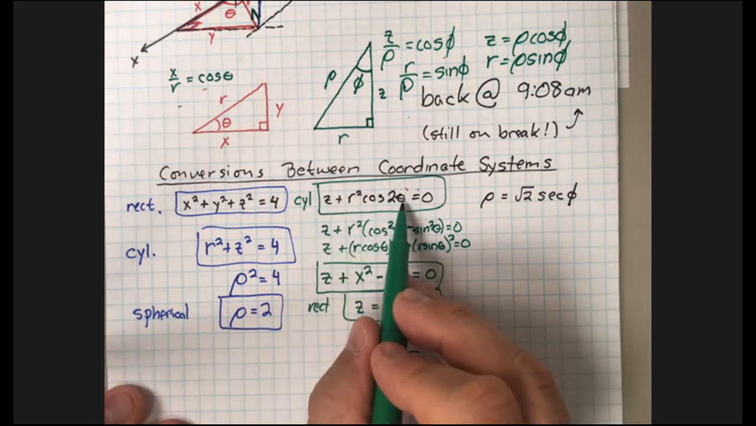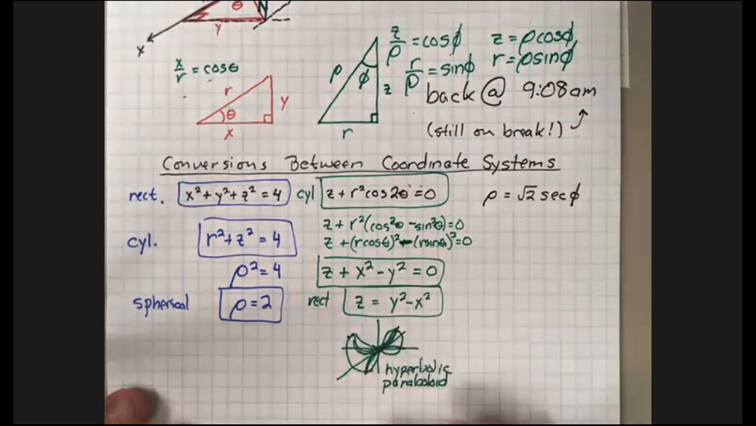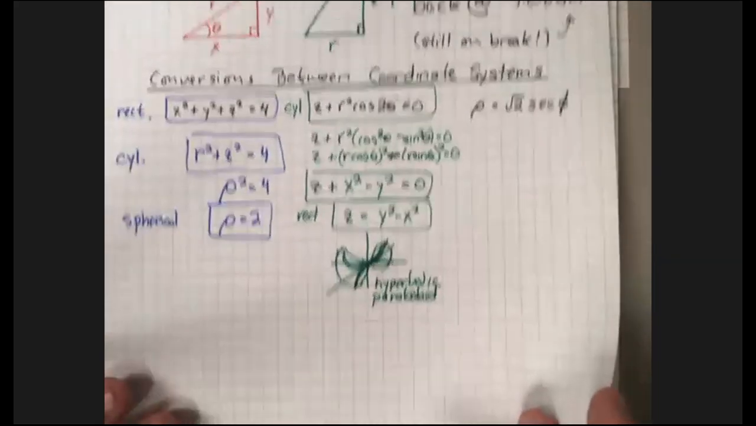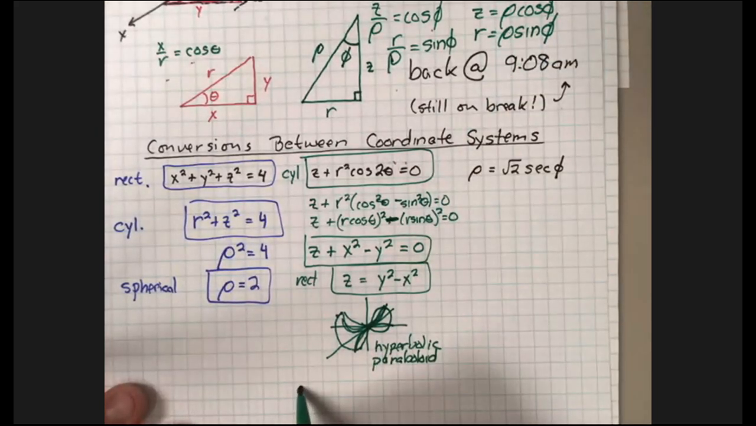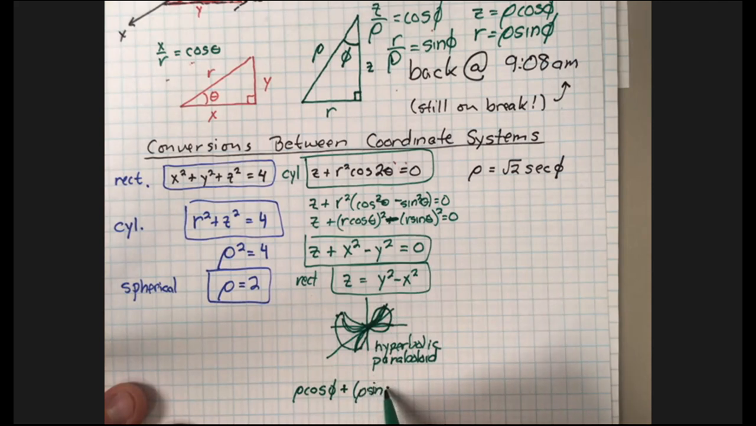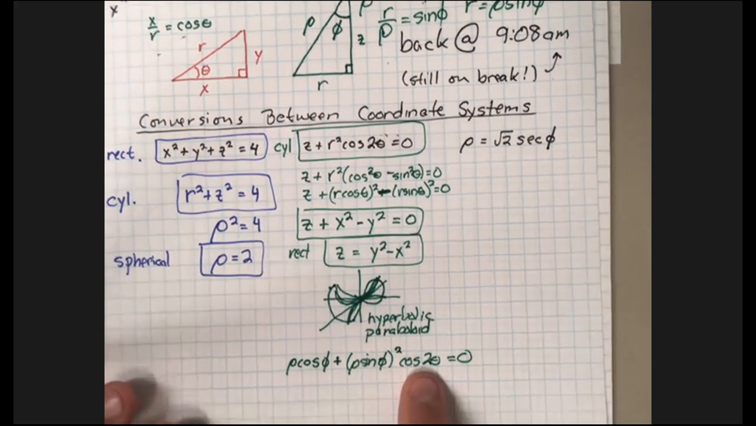That would be spherical, but I don't know if it's beautiful. First of all, I'll just write it down. z becomes rho cosine phi. r becomes rho sine phi. We square r, and then we have cosine of 2 theta. I will not expand that with the trig identity yet.